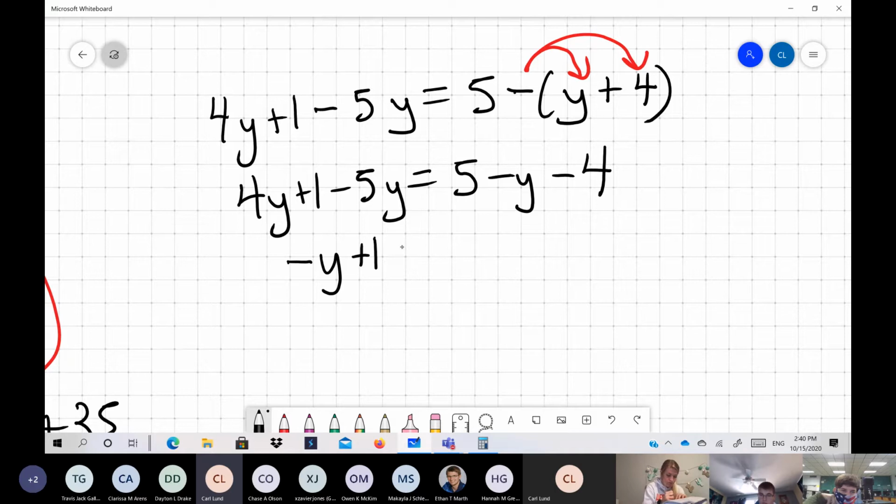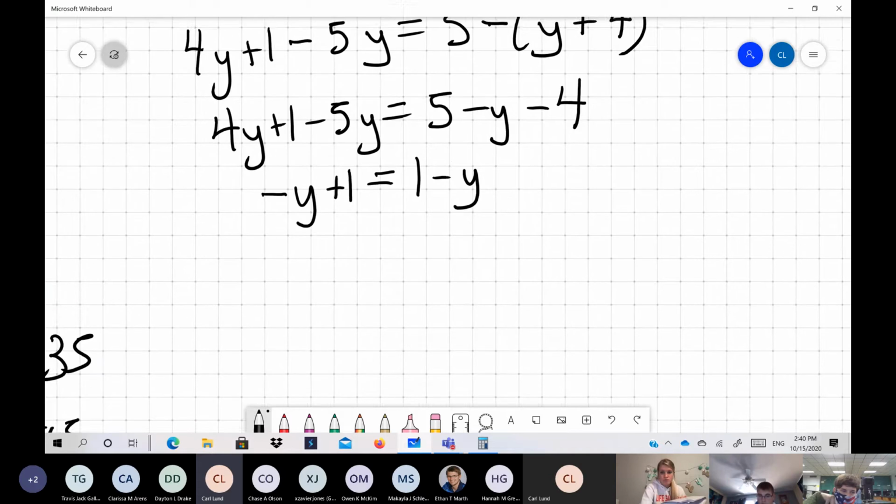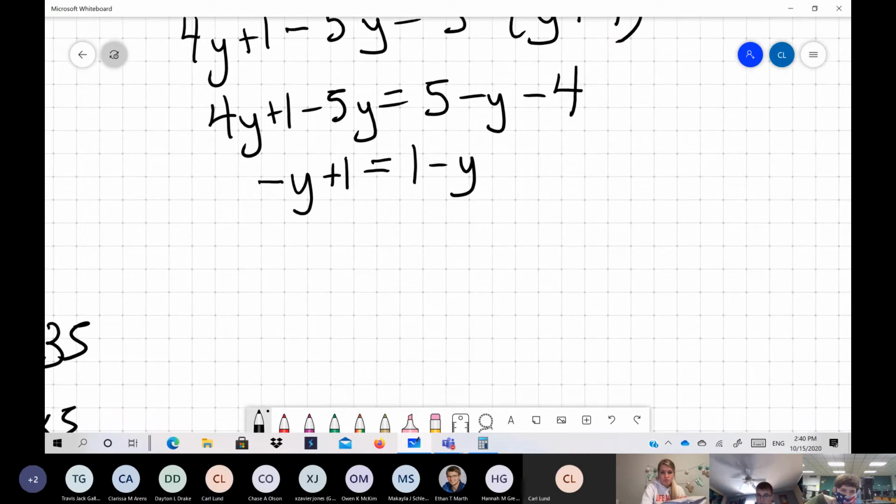So I have -y plus 1 on the left. 5 minus 4 is 1. I have 1 minus y on the right. And you might notice these are two different ways of writing the same thing. But let's move on to show that. I'm going to subtract 1 from each side.